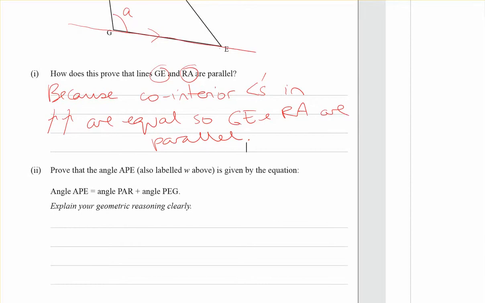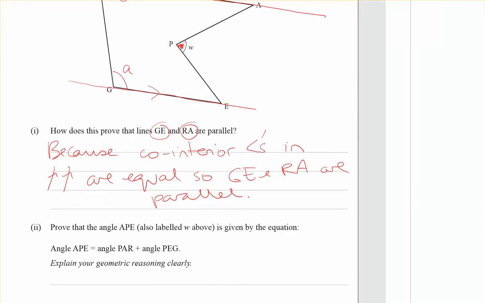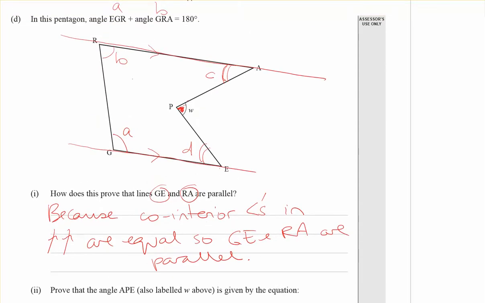Prove that angle APE, which is labelled W up the top here, APE equals angle PAR, so we want to prove it equals that one, plus angle PEG, PEG plus that one. If we call that C and that D. Now the trick to use for these sort of diagrams is to put a third parallel line running through, and then it's easy to see that this angle here is alternate to this one, which will equal D, and this angle here is alternate to that, which will equal C. But we need to be able to put that in writing.